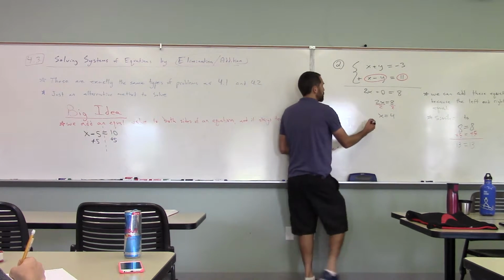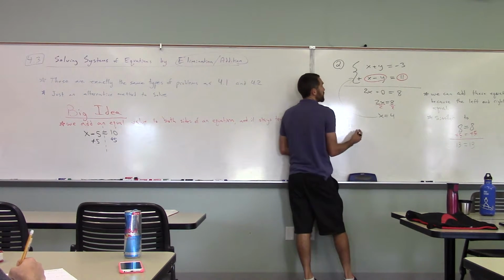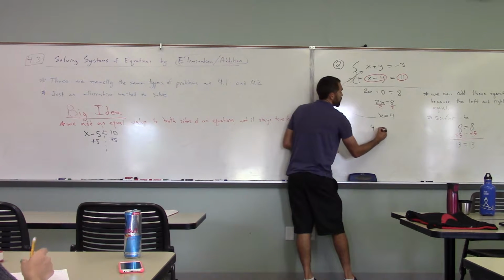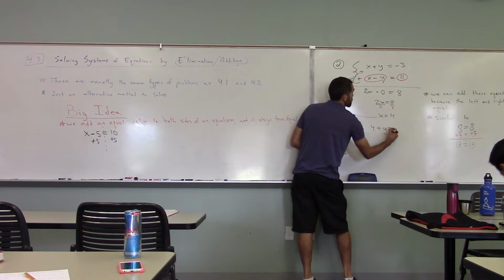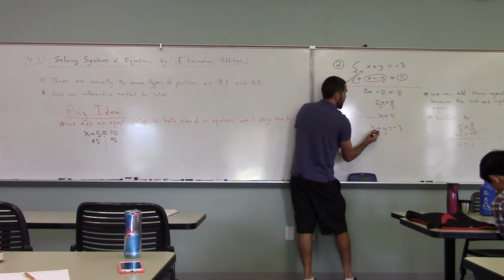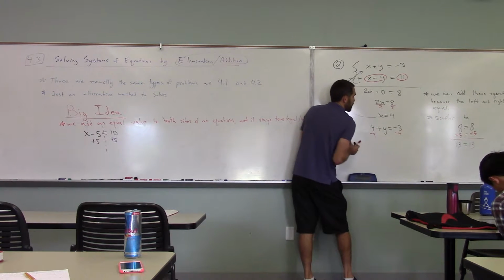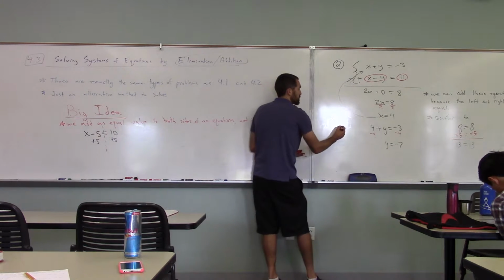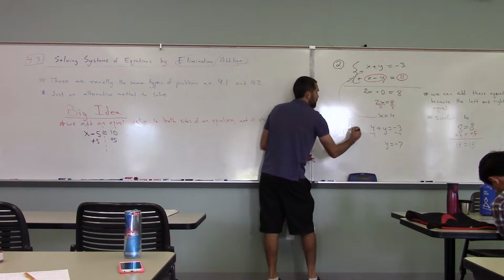Plug it back in anywhere you want. So plugging it back in, I'll plug it into the first one because that's nicer. So 4 plus y equals -3, minus 4, minus 4, y equals -7. Write my answer as a point, (4, -7).